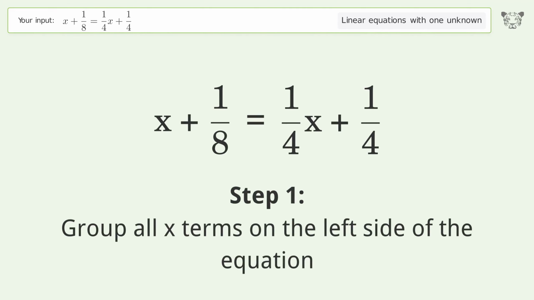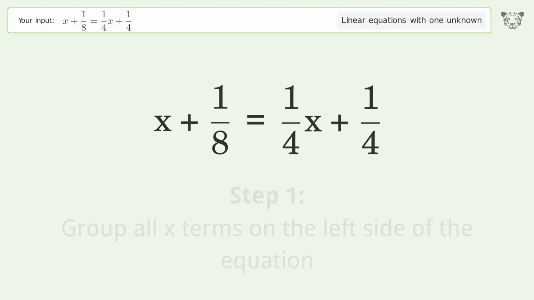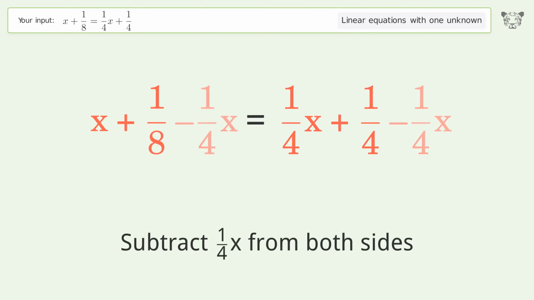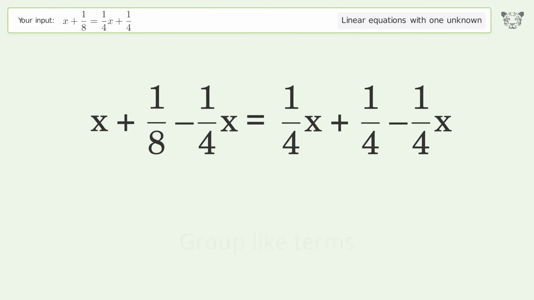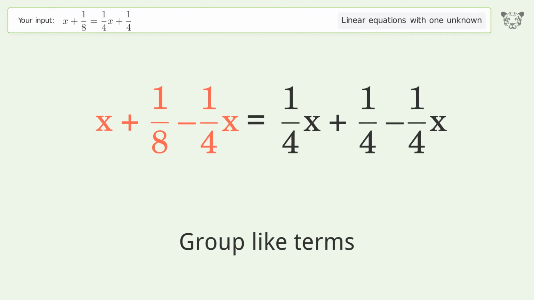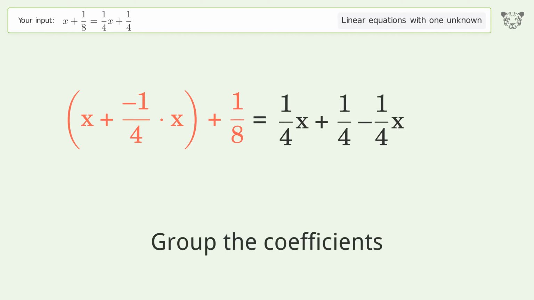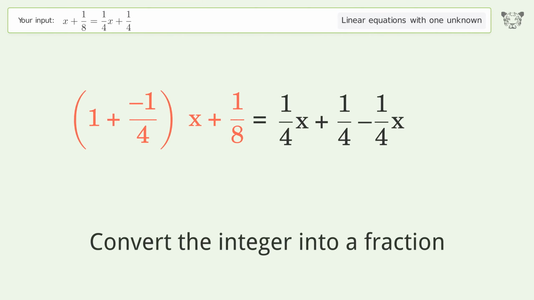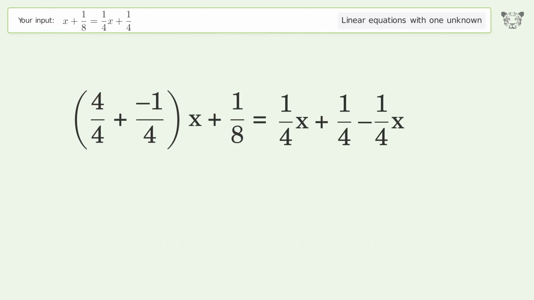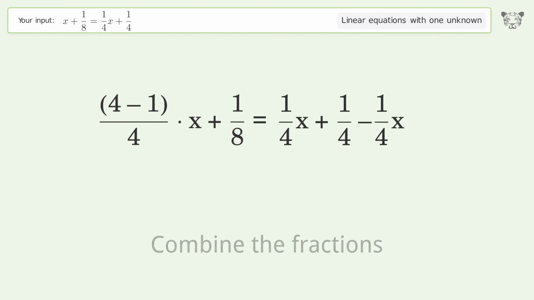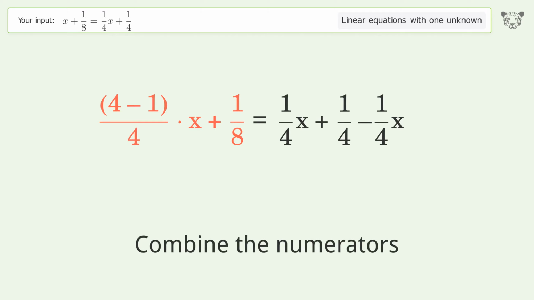Group all x terms on the left side of the equation. Subtract 1 over 4x from both sides. Group like terms. Group the coefficients. Convert the integer into a fraction. Combine the fractions. Combine the numerators.